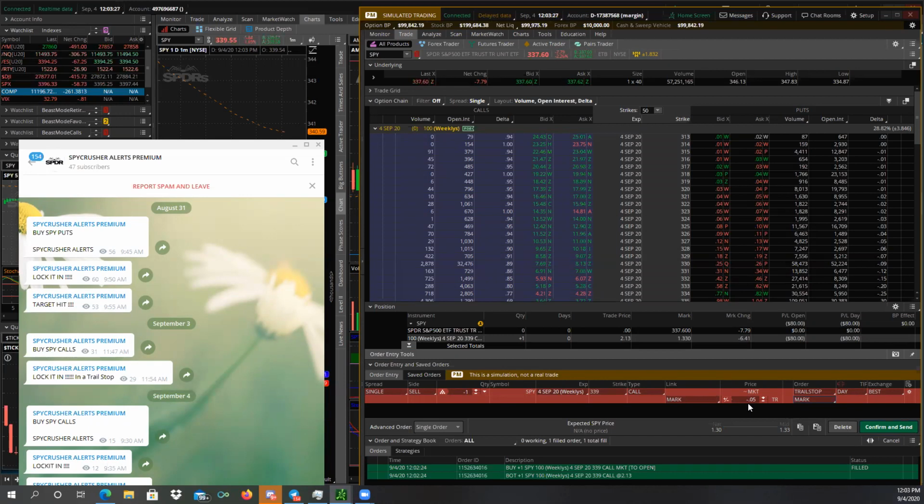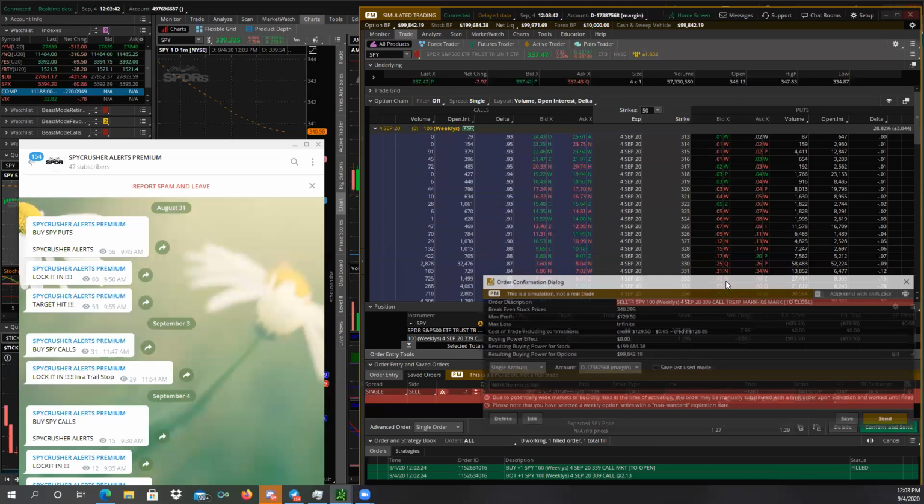So if it moves in my favor, I'm actually going to be able to win a little bit more money. But if it moves against me, at least I have that stop where it's going to sell me out automatically, and it takes all my emotions out of the trade. So in this scenario, we're going to go with the 5 cent. We're going to press confirm send. We're going to get another box again.